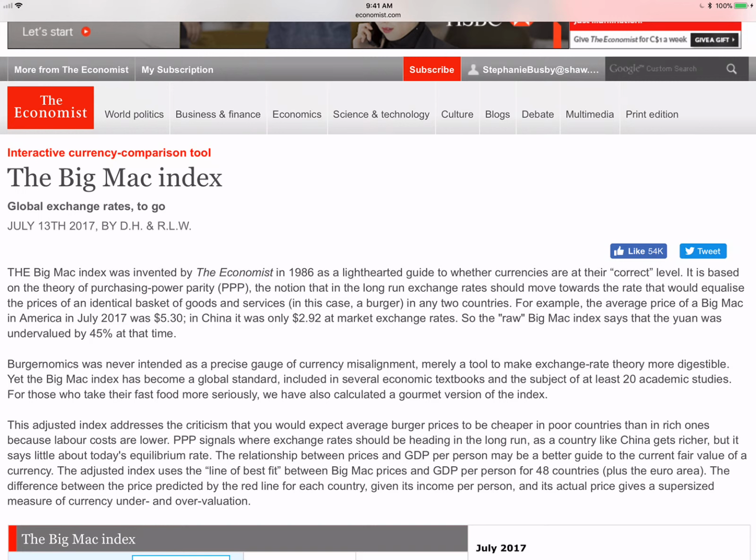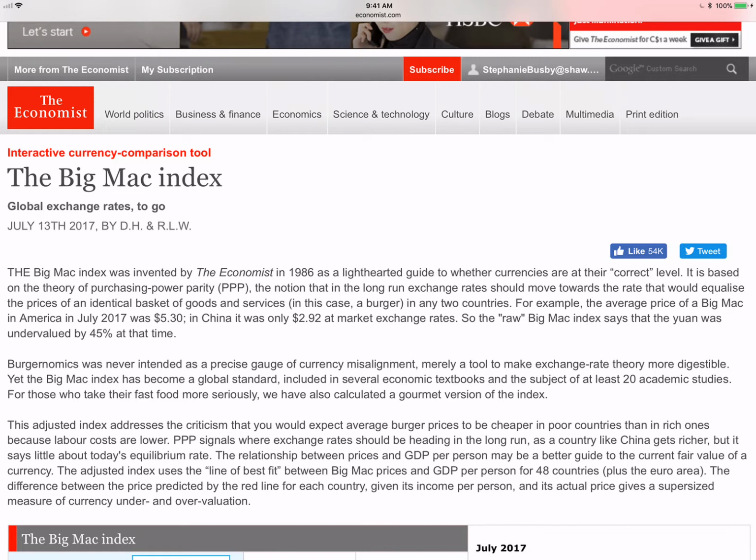For this level, we're looking at exchange rates. So we're looking at the value of a currency, like the Canadian dollar, relative to another currency, like the US dollar. And to get us started at looking at exchange rates, let's start with the Big Mac Index.